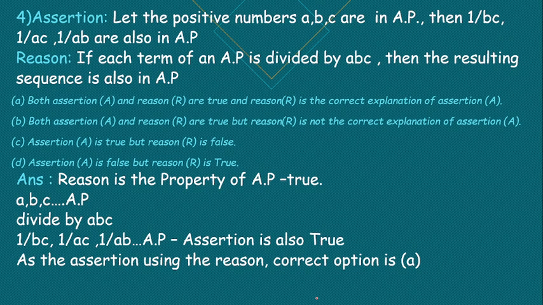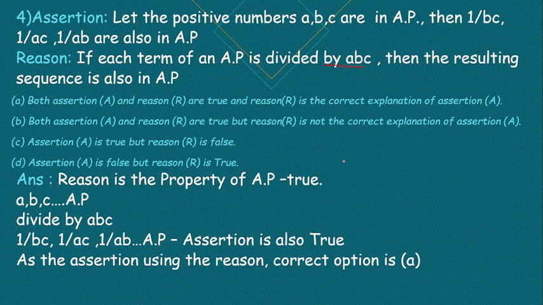Let the positive numbers A, B, C be in AP. Then 1 by BC, 1 by AC, 1 by AB are also in AP. Okay. Reason: if each term of an AP is divided by ABC, then the resulting sequence is also in AP. So let the AP be A, B, C. They are telling us to divide by ABC.